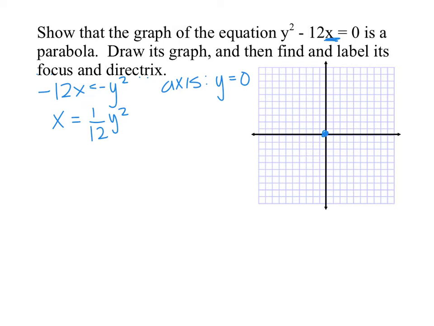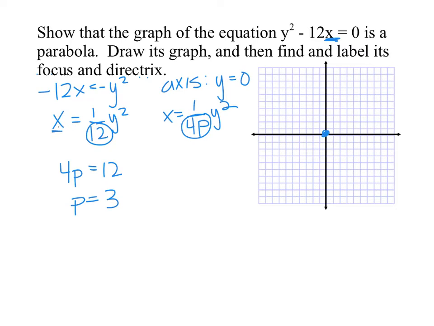So if you notice, these equations are written as x equals 1 over 4p y squared. So this 12 is in place of this 4p. So we're going to say, okay, 4p equals 12. So then if you divide by 4, you get p equals 3. Since p is 3, that means your focus is going to be 3 to the right, since it opens to the right, 3 to the right of the vertex, and then the directrix will be 3 to the left of the vertex.